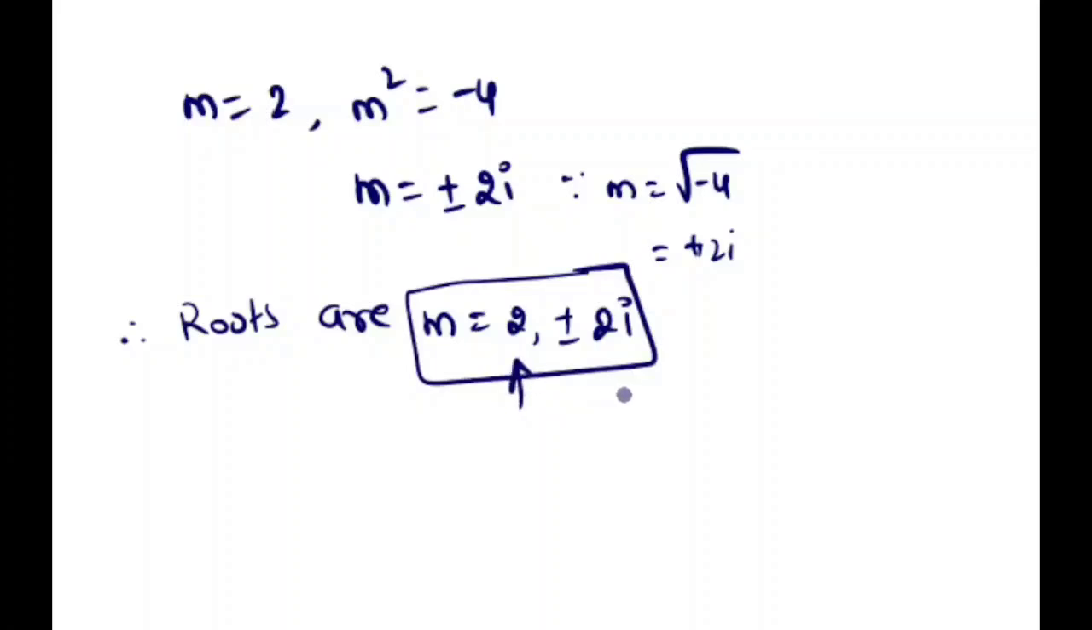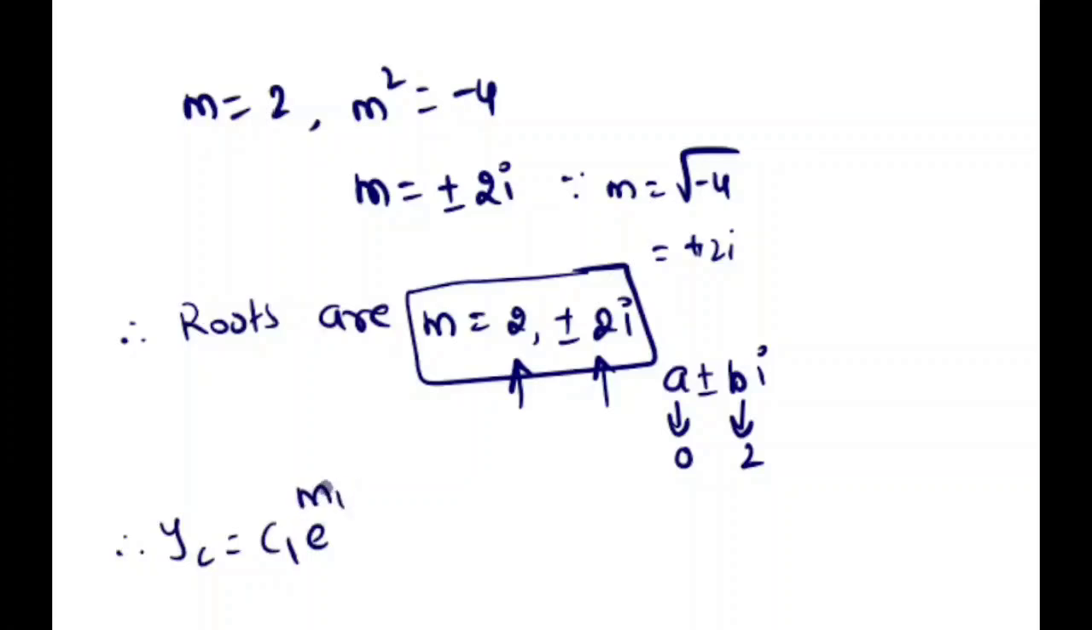So this is real and repeated and this is a complex number. For a complex number, what is the form? It is a plus or minus bi. So what is the value of a? a is 0 because there is no real term present. It is only plus or minus 2i. And what is b? b is 2. So therefore what is yc for us? C1 e raised to m1x.